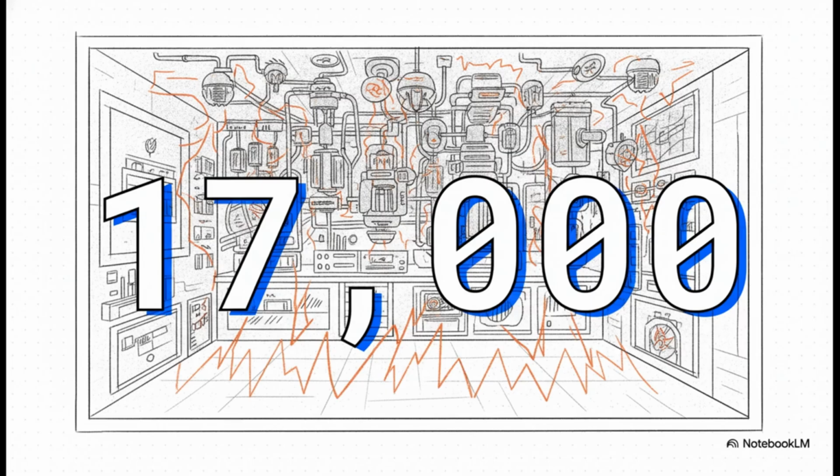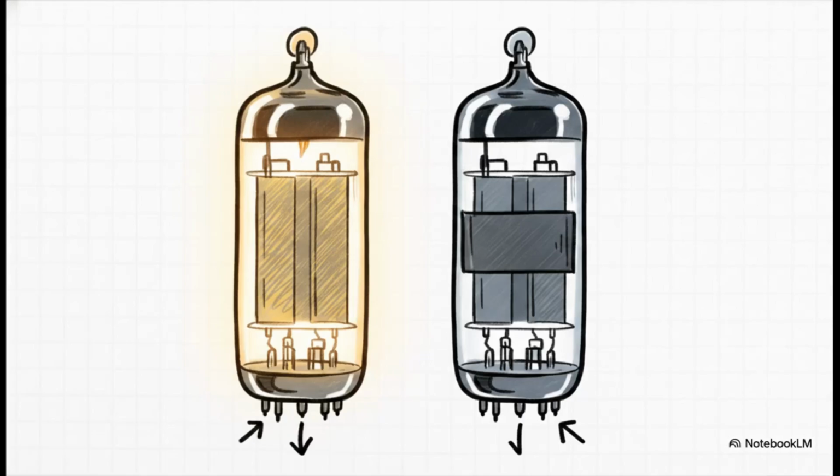I mean, it filled an entire room, generated enough heat to bake a cake, and sucked down absolutely massive amounts of electricity. Now, you might be wondering, why on earth did it need 17,000 vacuum tubes? Because every single one of those massive glass tubes was simply acting as a tiny switch. It was either blocking electricity or letting it flow through. Off or on. 0 or 1.